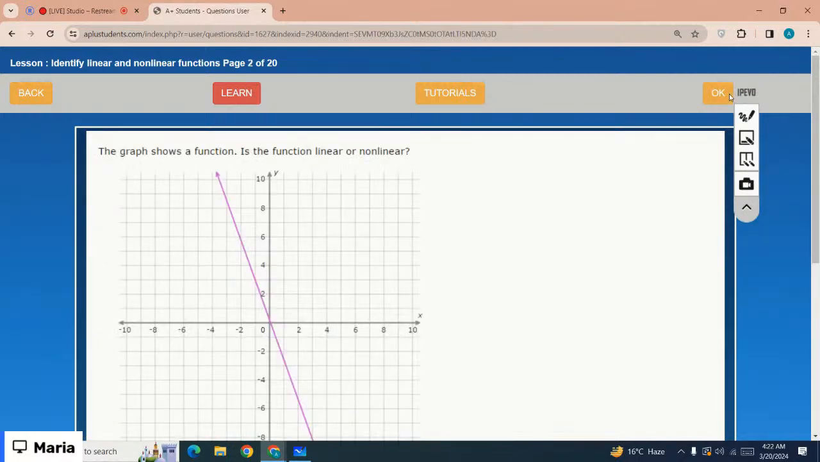The graph shows a function. Is the function linear or non-linear? So which is the correct option? The graph is a straight line, right? That means that is a linear function. The correct option is linear. The graph is a straight line, so this is a linear function. Got it?